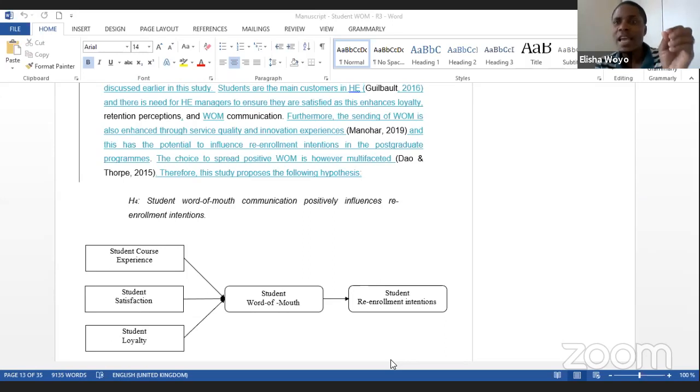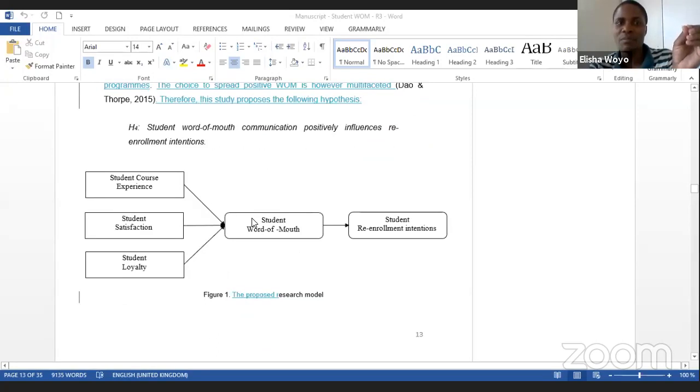So after doing that, you look at specific variables. Like in this model, I am presenting specific variables: course experience, student satisfaction, student loyalty. And I want to find out if these three have a direct influence on student word of mouth communication, and if these three have an indirect effect on re-enrollment intentions. So look at the specific variables as they are explained in literature, and examine the relationship. For me to come up with this, it's based on the literature that I have reviewed. That gives me some sense that there is this kind of relationship, and I would want to test it. So once you have identified the variables, you can now create your conceptual framework, like what I'm doing here.